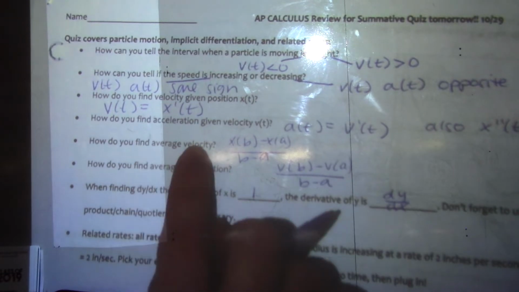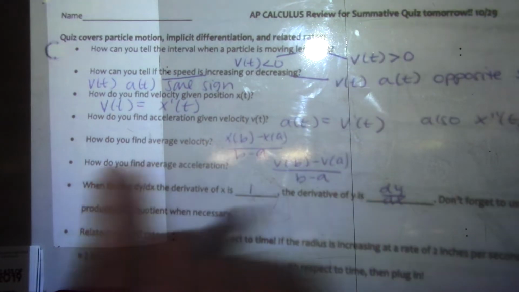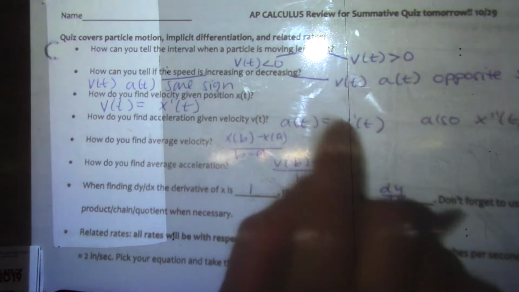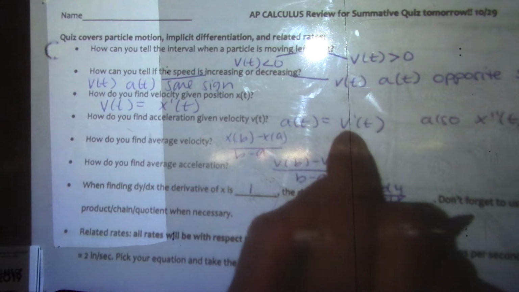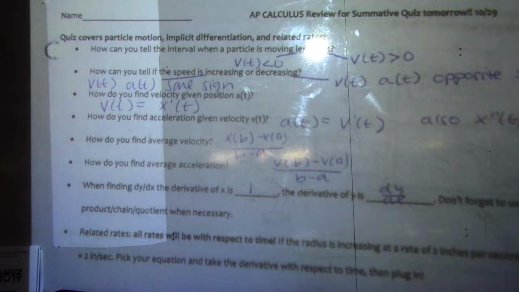Average velocity means find the slope. So instead of taking the derivative of x, I'm going to do change in x over change in time. And average acceleration is similar. It's finding the slope of the velocity, so that would be change in v over change in time.